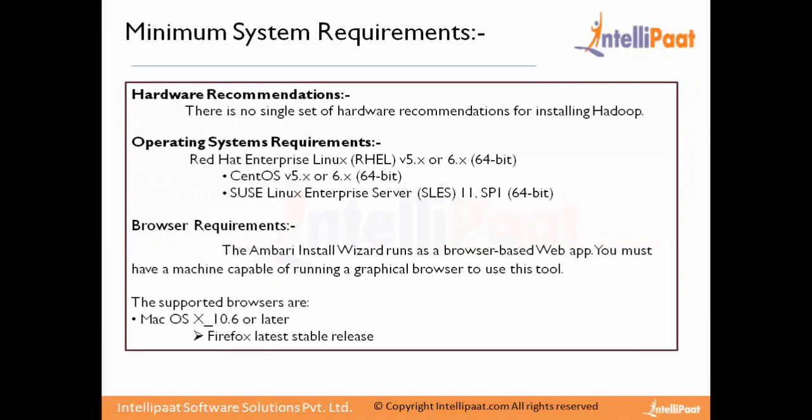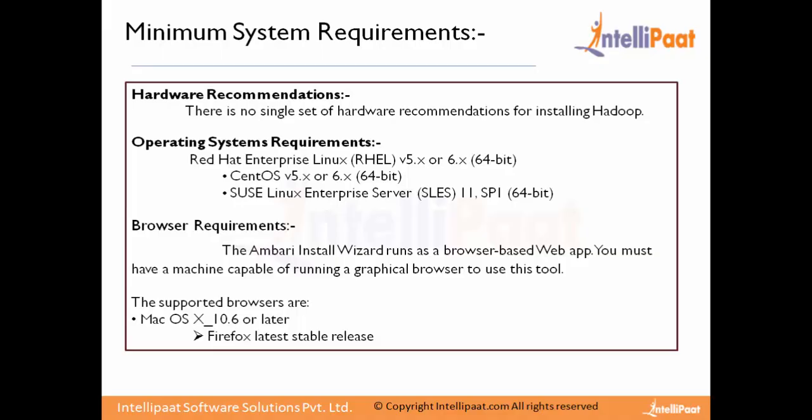Now let's talk about the minimum requirements. So for hardware requirements, there is no single set of hardware requirements. Ambari is used on 64-bit systems. So for example, if you have SUSE, you can use a 64-bit version of that, and Red Hat 5, 6, 7 you can use, CentOS 5, 6 and 7 you can use.